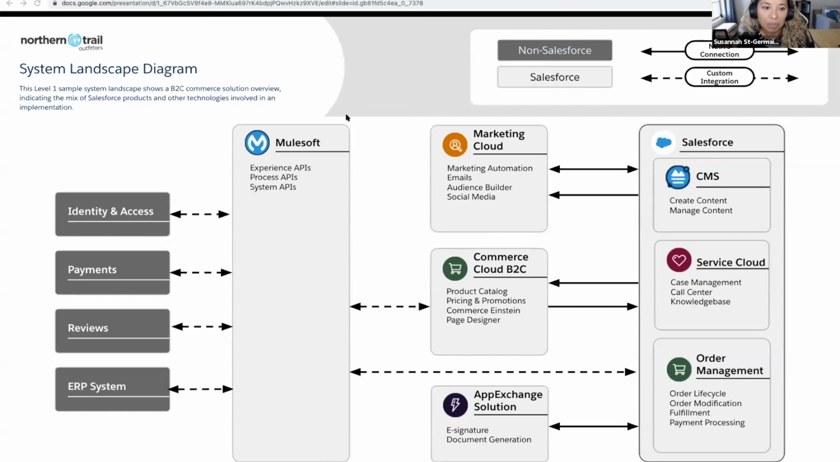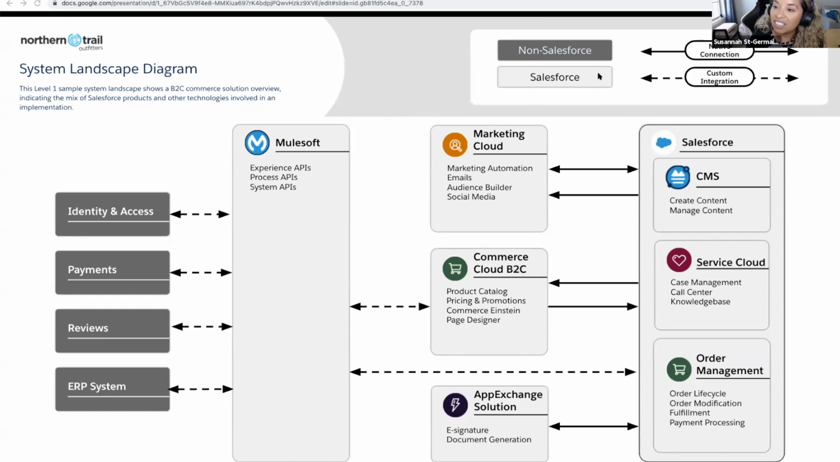So this sample system landscape is from a fictional scenario, although it is a real solution. This system landscape is showing a B2C commerce solution. And it's indicating really the mix of Salesforce products and other technologies involved in the implementation.